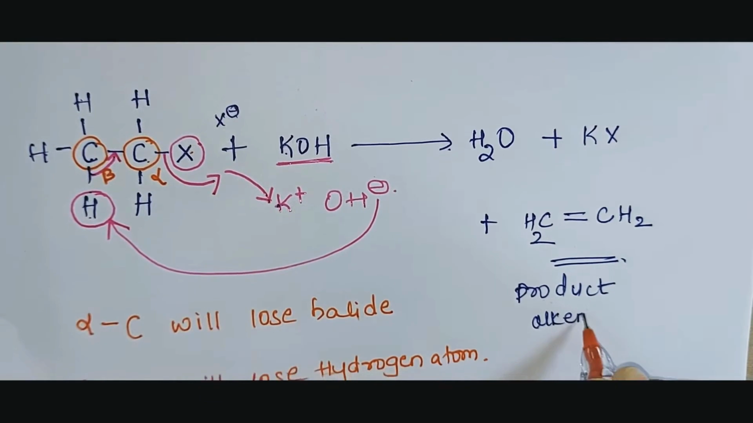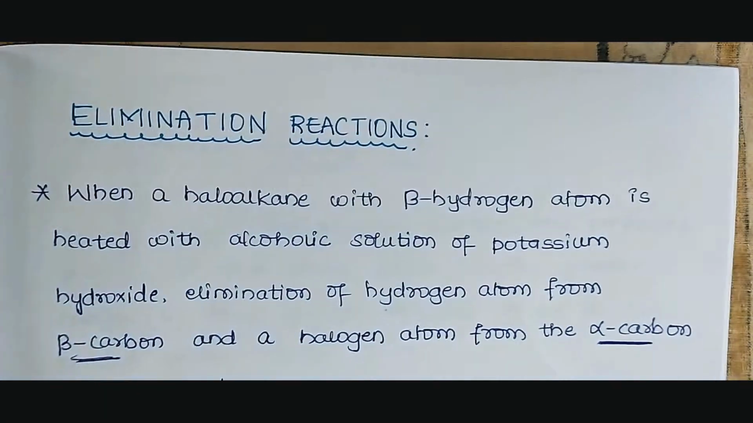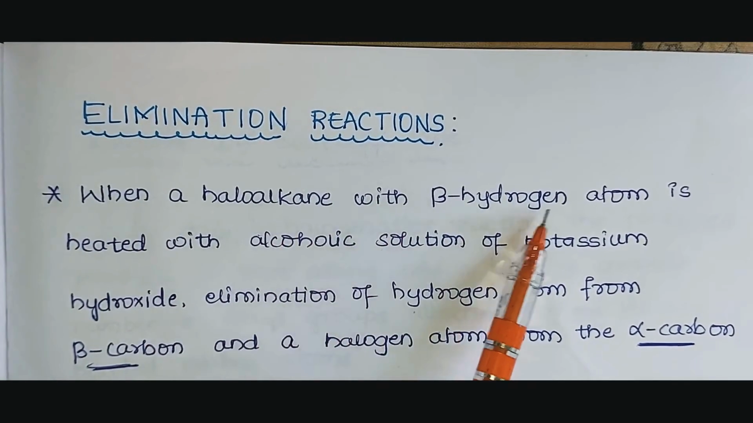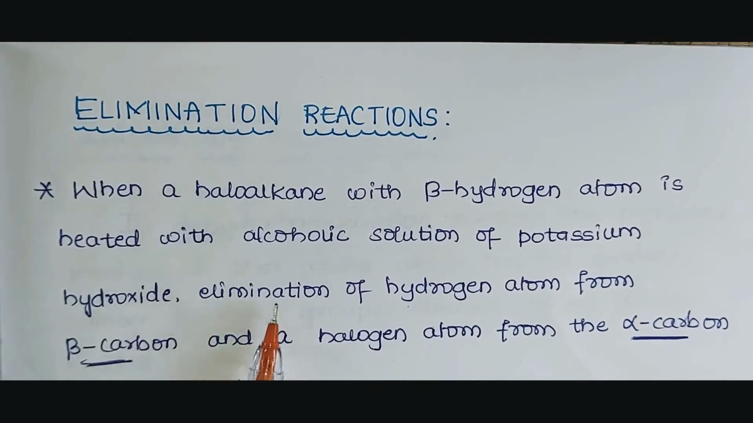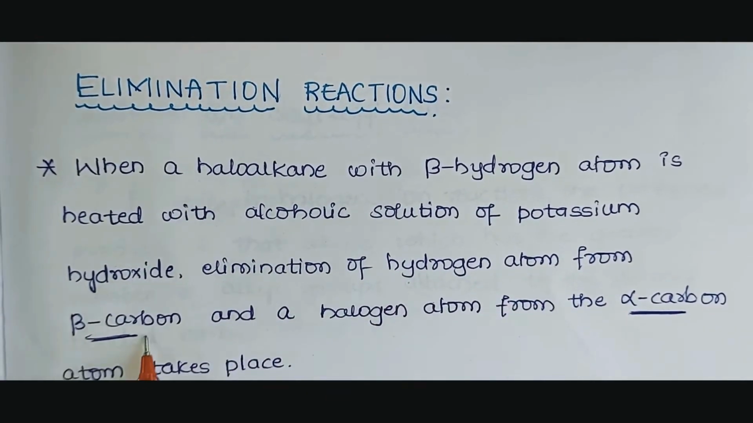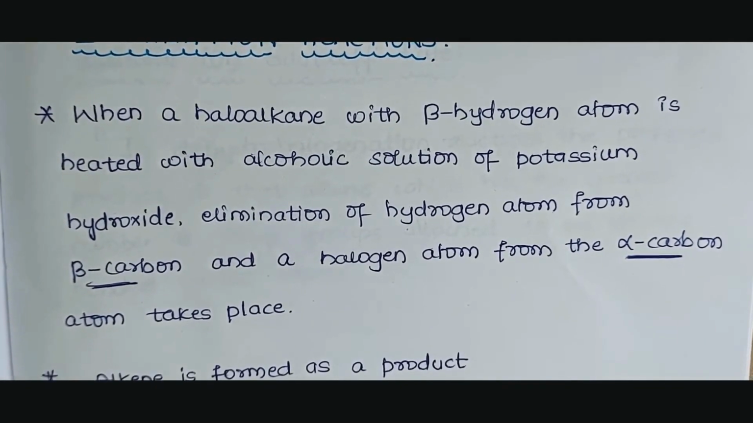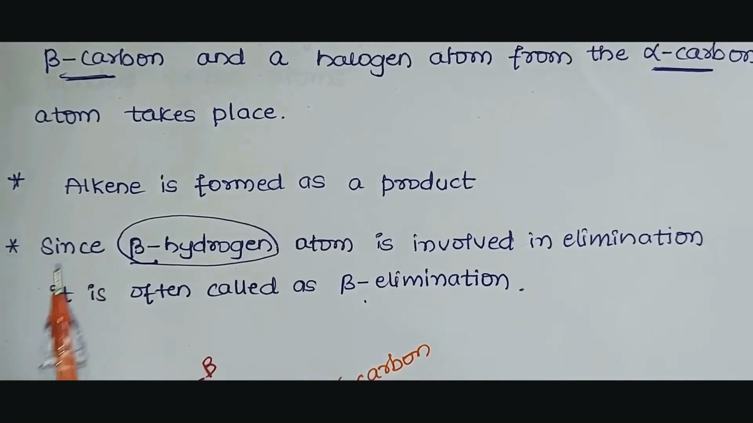So let's recall what we had discussed in elimination reaction. When a haloalkane with beta hydrogen atom is heated with alcoholic solution of potassium hydroxide, elimination of hydrogen atom from beta carbon and halogen atom from the alpha carbon atom takes place. And as we had discussed previously, alkene is obtained as a product. Why? Because beta hydrogen is lost. We call this reaction beta elimination.